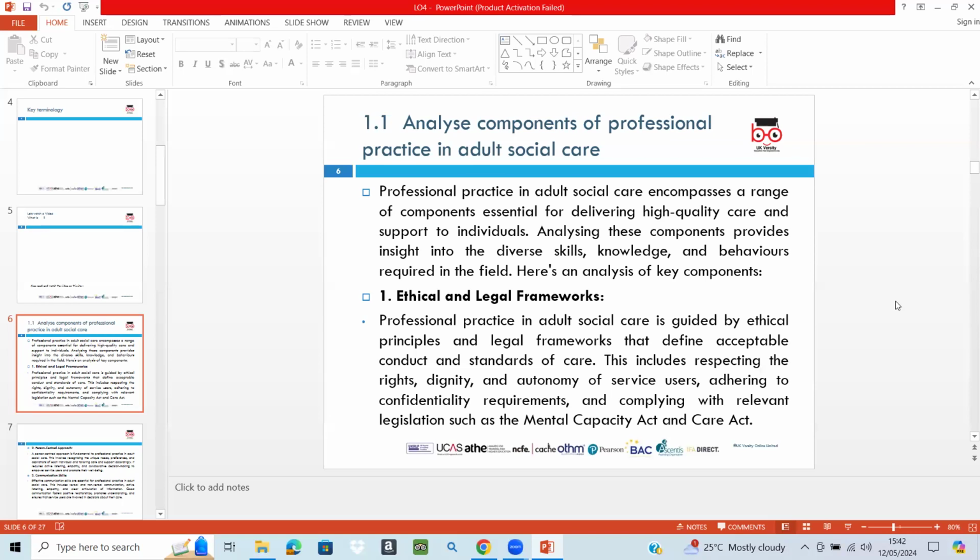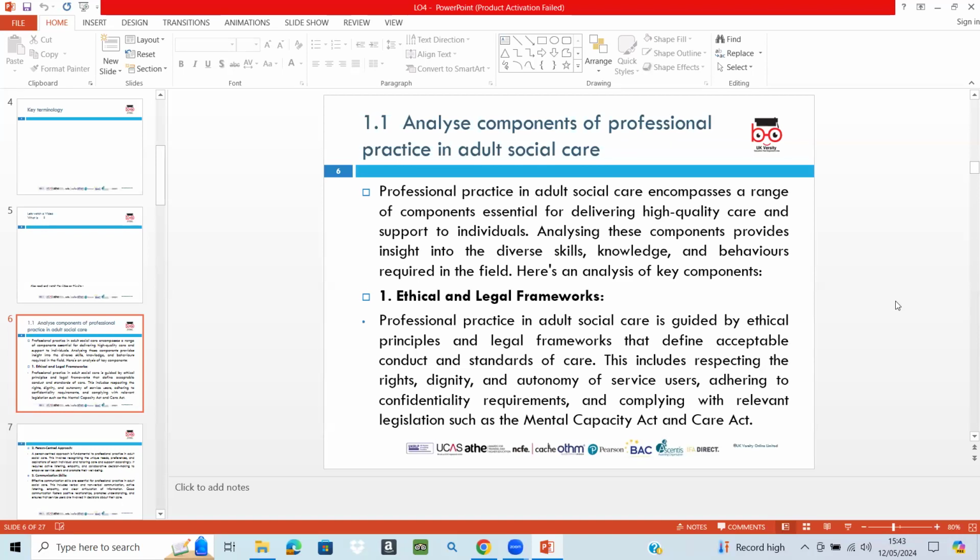So if we talk about an example, consider a scenario where a service user in a care home expresses a desire to make a significant financial decision but lacks the mental capacity to do so. In this situation, practitioners must abide by the Mental Capacity Act to ensure that the individual's best interests are prioritized and decisions are made in a manner that respects their autonomy as much as possible within the legal framework. By applying ethical principles of beneficence and autonomy, practitioners can navigate this scenario while upholding the individual's rights and well-being in compliance with legal requirements.